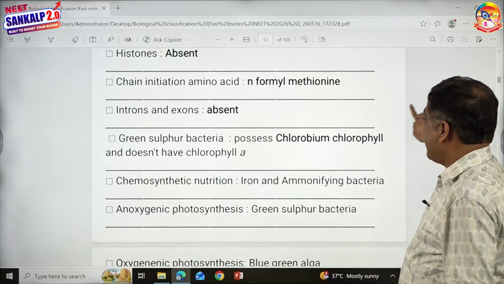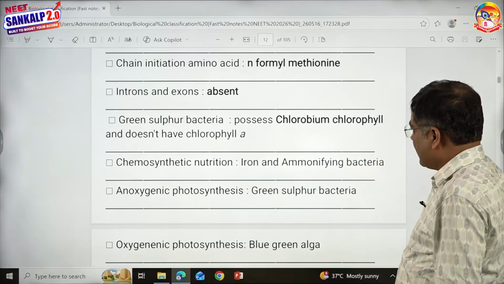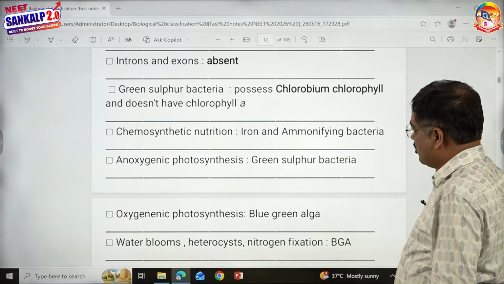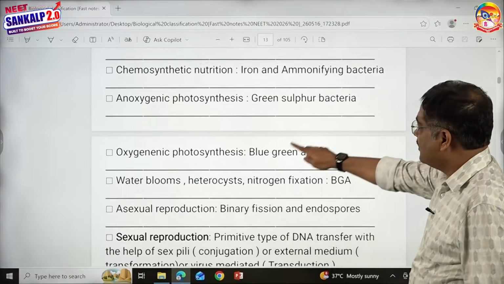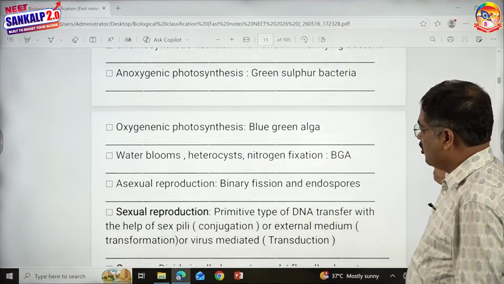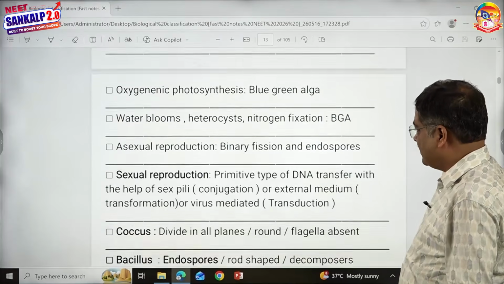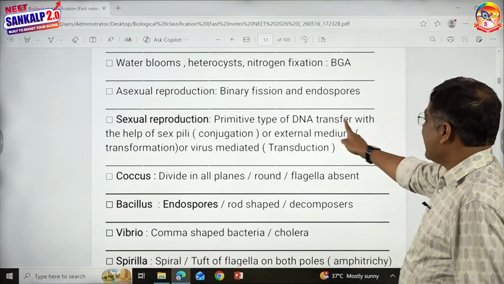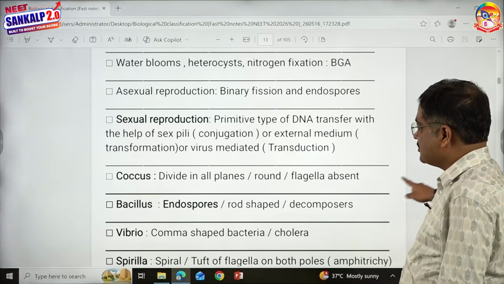And green sulfur bacteria possess chlorophyll. I'll talk about this. All right, chemosynthetic nutrition: iron and ammonifying bacteria. Anoxygenic photosynthesis, green sulfur. Oxygenic photosynthesis is blue-green alga. Water blooms, heterocyst is seen in blue-green alga. And primitive type of DNA transfer is a type of sexual reproduction which will come across.